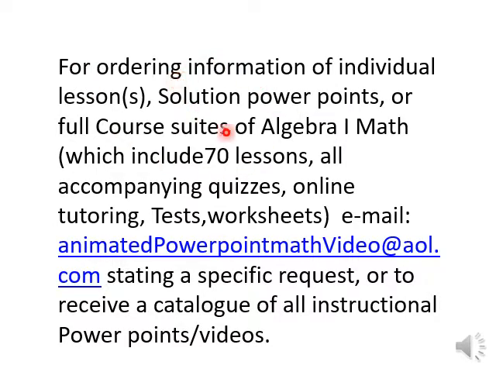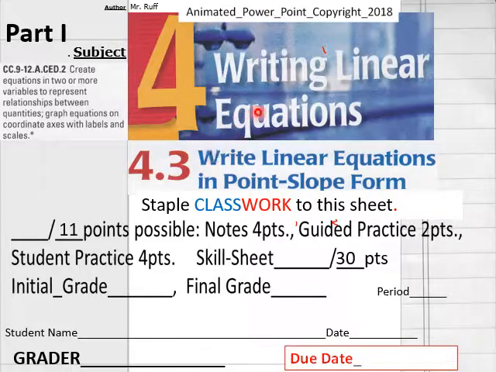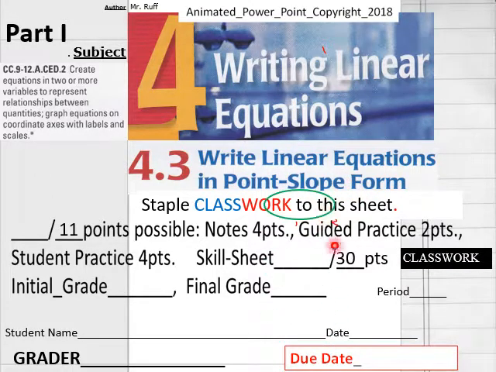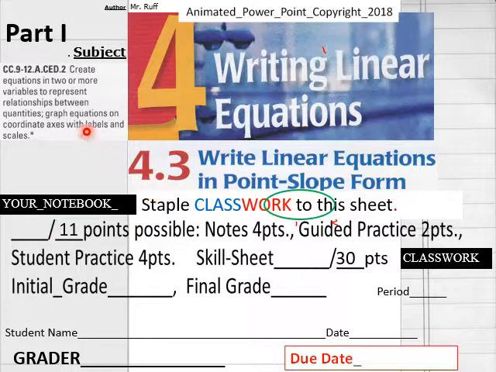Hello everybody, we're getting ready to do lesson 4.3 of Algebra 1. This will be part 1: Writing linear equations in point-slope form. We have a classwork skill sheet here for 30 points that you can acquire, and then we have 11 points here for note-taking. Here is your standard. This is part 1.